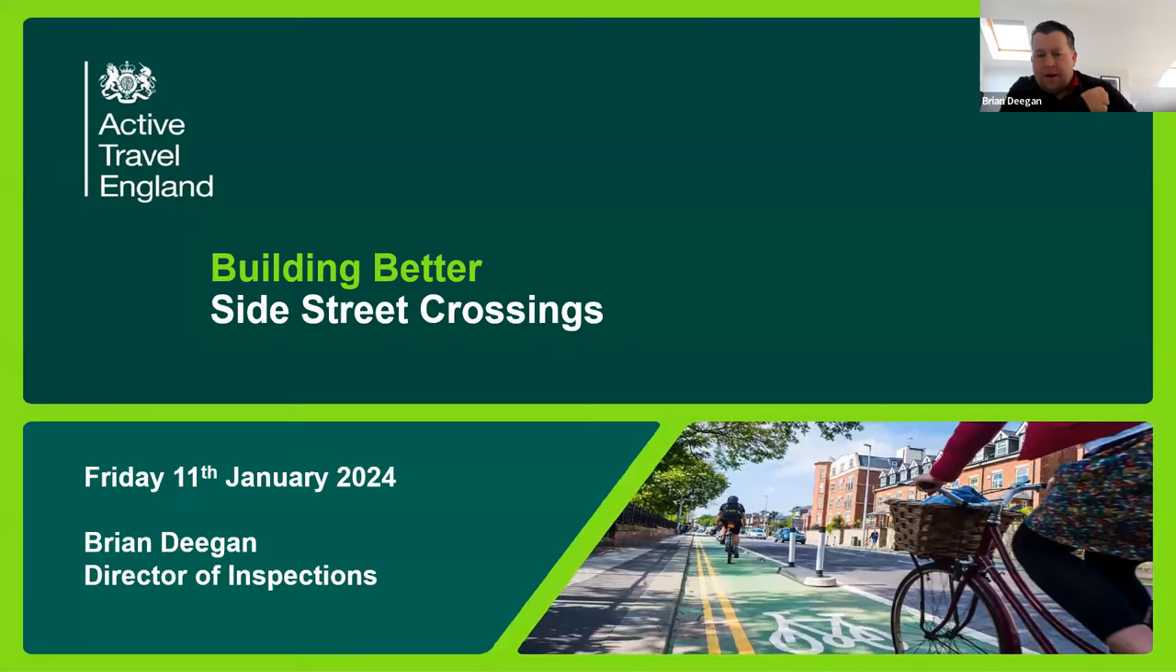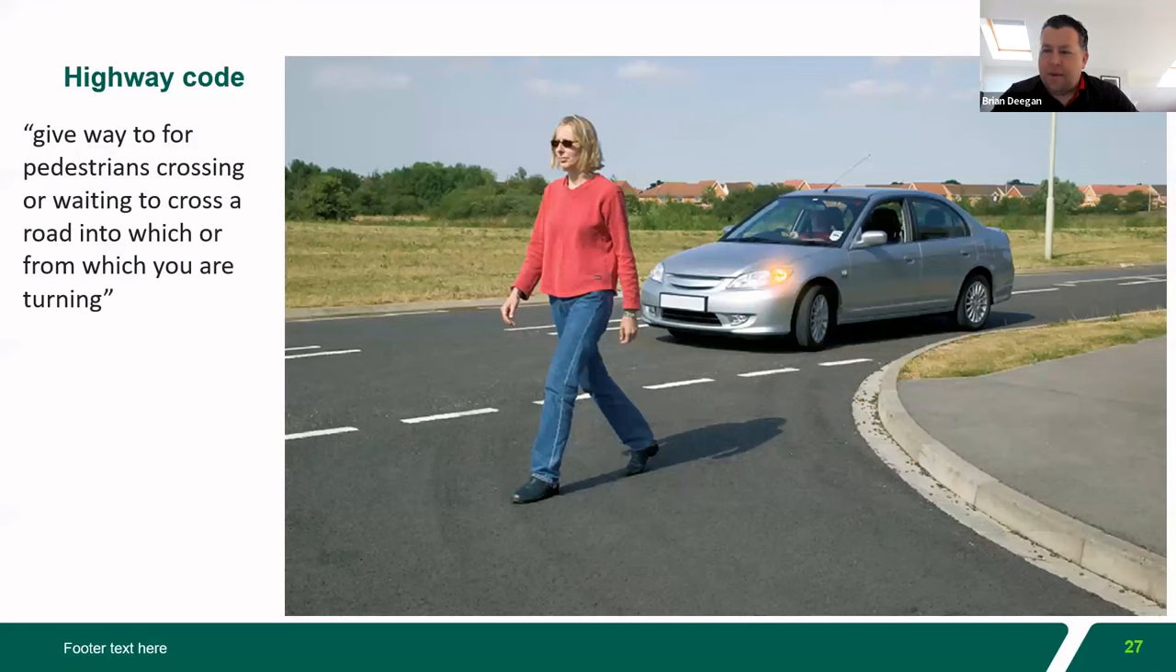Thanks, John. I'll jump in on side street crossings, or we move to the next slide because I'll crack on quickly. Really about priority junctions, as the engineers call them. So you already mentioned Highway Code Rule 170, which does say to drivers, the instruction is you have to give way to pedestrians crossing or waiting to cross. So to an extent, that's the mic drop, job done. Why aren't people doing it?